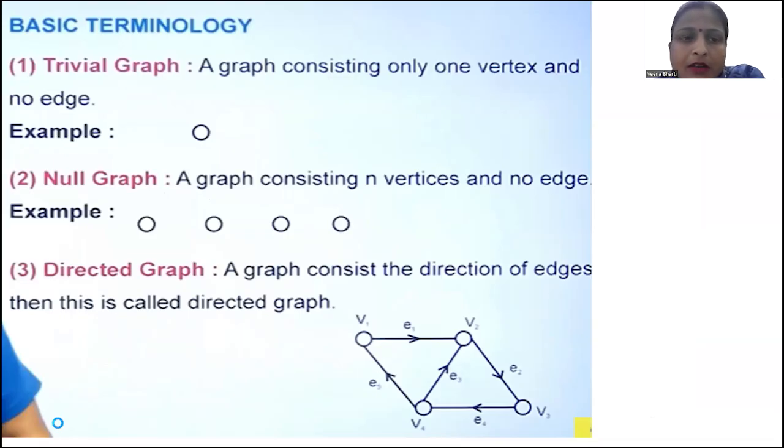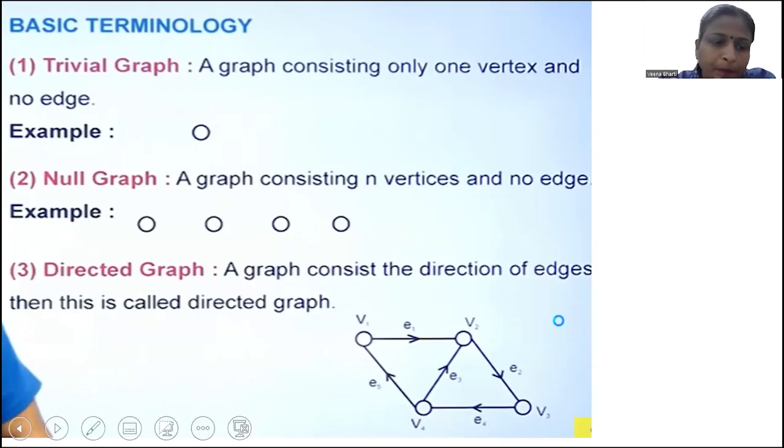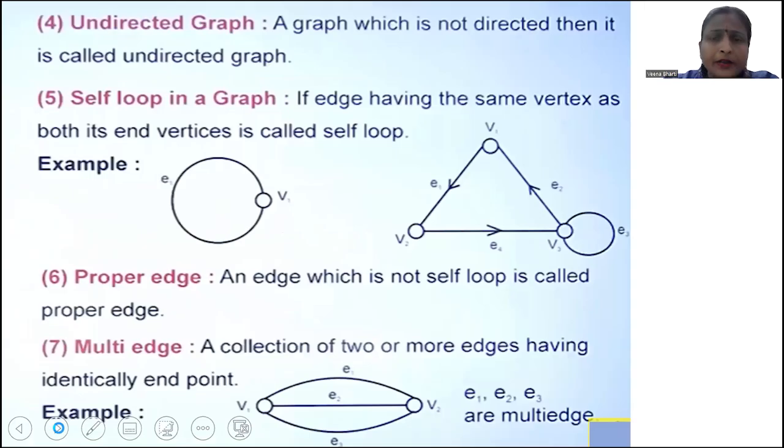The second one is the null graph. A null graph is a graph that consists of n vertices and no edges. The graph shown here is a null graph. The third one is the directed graph. A graph that consists of the direction of edges. That means if there is an edge and the direction is shown for the edge, that is called the directed graph. Then the undirected graph is a graph which is not directed. That means if no direction is given, that is called the undirected graph.